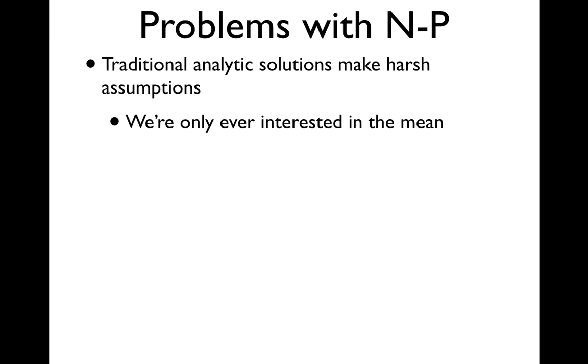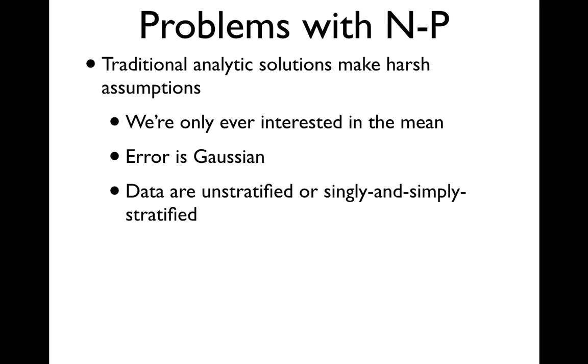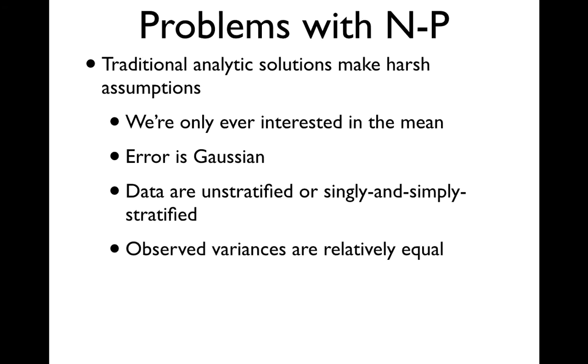Sometimes you might be interested in whether two groups differ in how variable they are, or maybe one group is not Gaussian and the other is. We have to make the assumption that the variability that we observe in the world, error, is Gaussian. This is a little bit more nuanced. Data are assumed to be unstratified or singly and simply stratified. We'll get into scenarios of what stratified data is in the first place, but stratified data exists in the world, and traditional analytic solutions can't really handle that well.